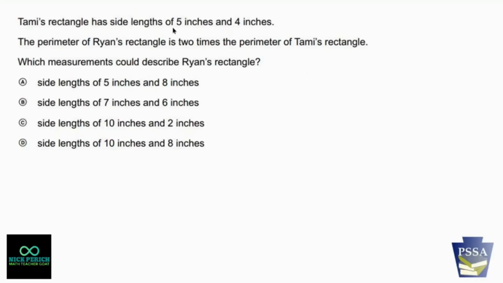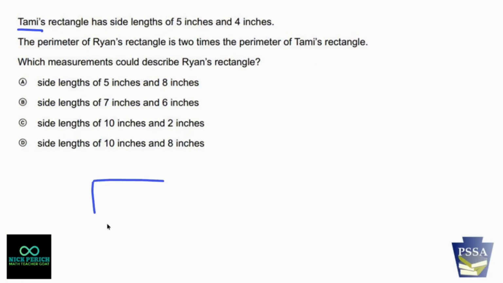Rectangle has side lengths of 5 inches and 4 inches. The perimeter of Ryan's rectangle is 2 times the perimeter of Tammy's rectangle. Which measurements could describe Ryan's rectangle? This is a tricky one. So let's take a look at Tammy's rectangle.